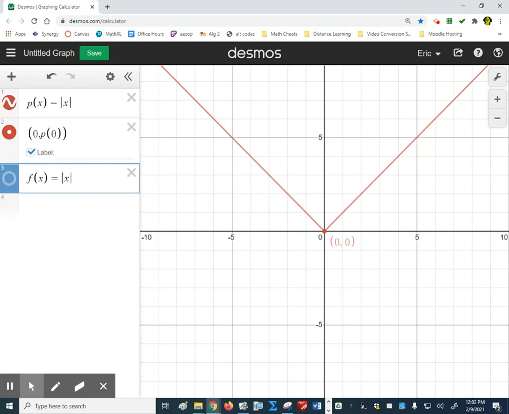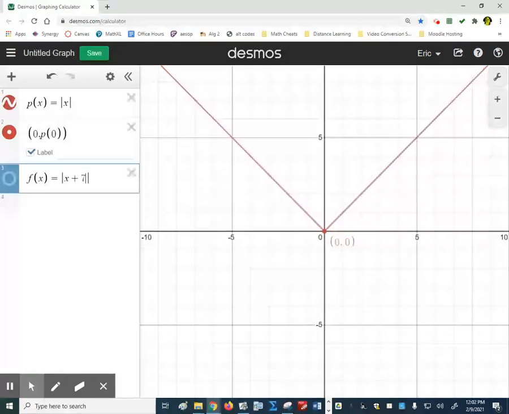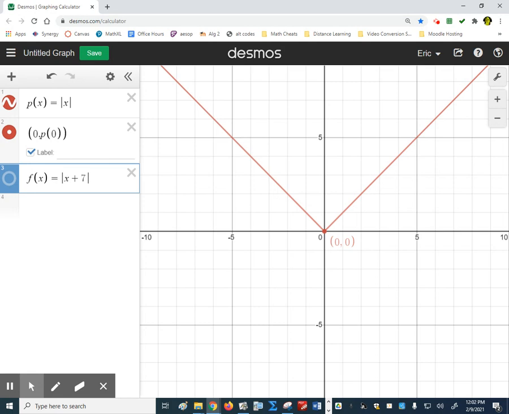Okay, and I'm going to do the absolute value of x plus 7. Okay, you guys type in chat. What's that going to do? What's that going to do to my red parent graph? Got to hear from everybody on this one. Tell me which direction it's going and how far.